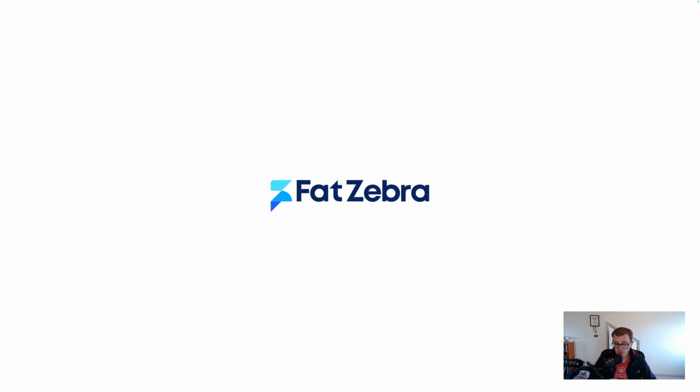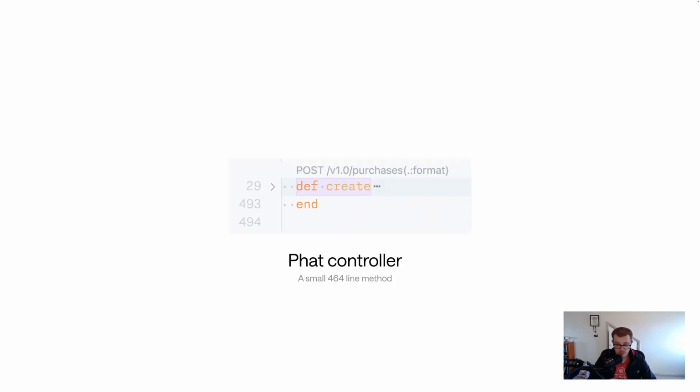I work at a company called Fat Zebra, and we process about 1 in 5 Australian payments. One thing we let our merchants do is authenticate. The other more important thing that we let them do is transact with credit cards. And you know how you're not allowed to handle credit card information in your applications? It's because we do that for you. When we do that, it goes through this create action in our purchases controller.